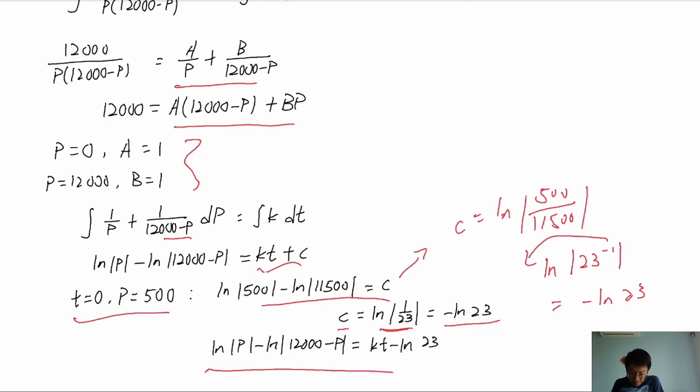So this is the expression: ln P minus ln of 12,000 minus P equals kt minus ln 23. From there we will tidy a little bit, because we need to find the k in this case.